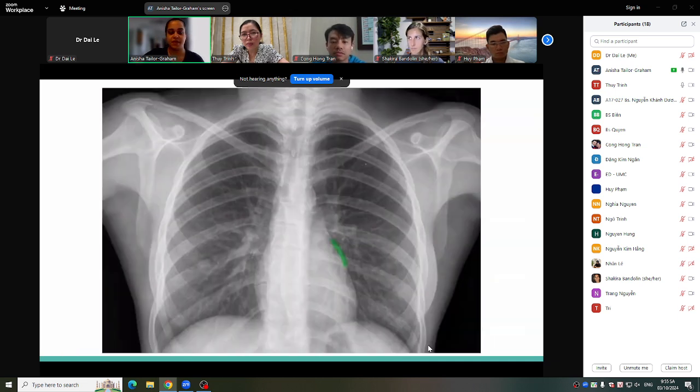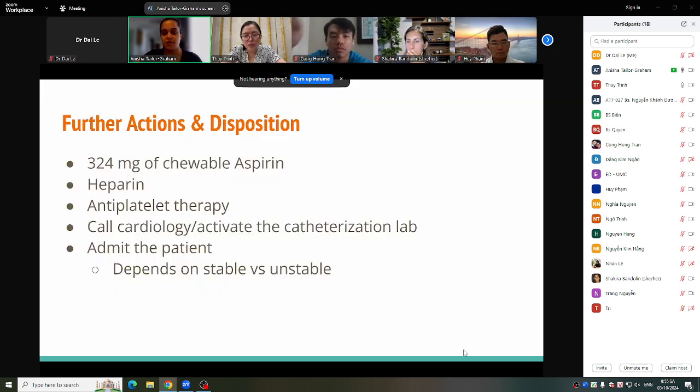Perfect. And so this is their chest X-ray that we had asked for. It looks normal. So there's no widening of the mediastinum. There's no signs of pleural effusion or fluid overload or anything. So great. So further actions for this patient.